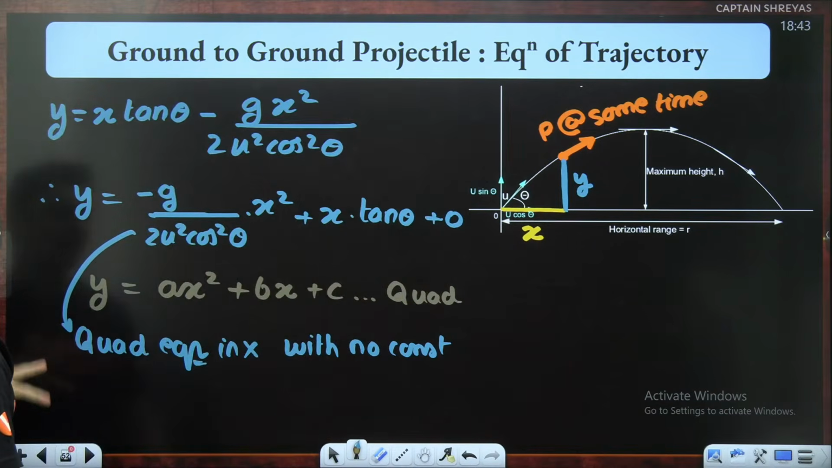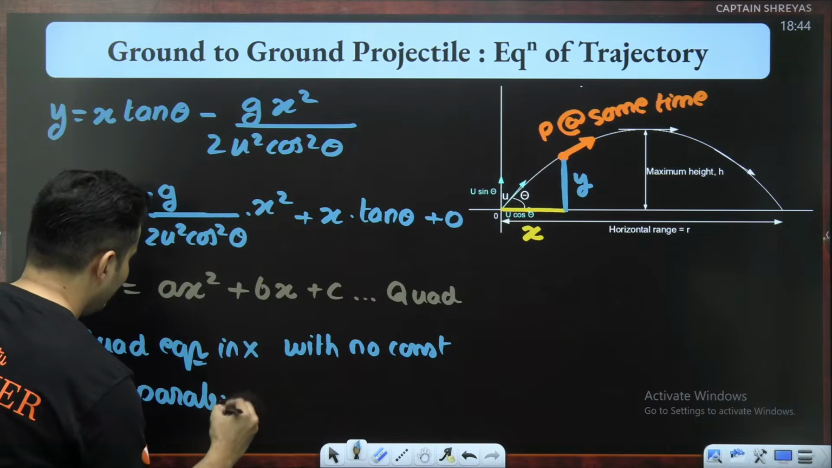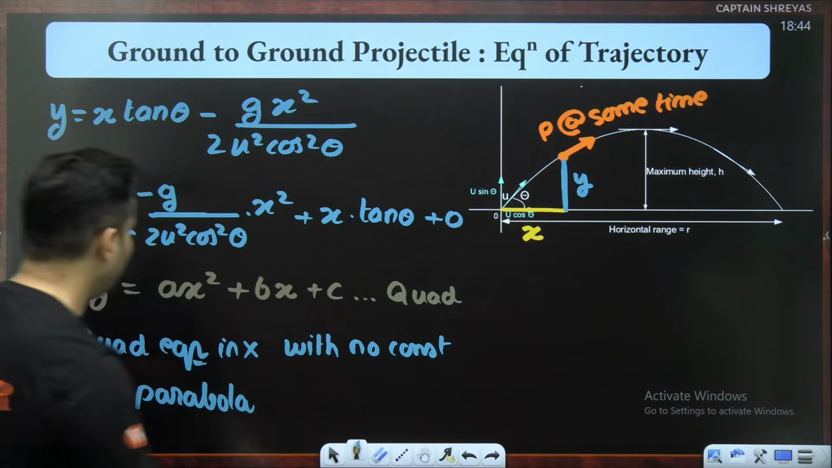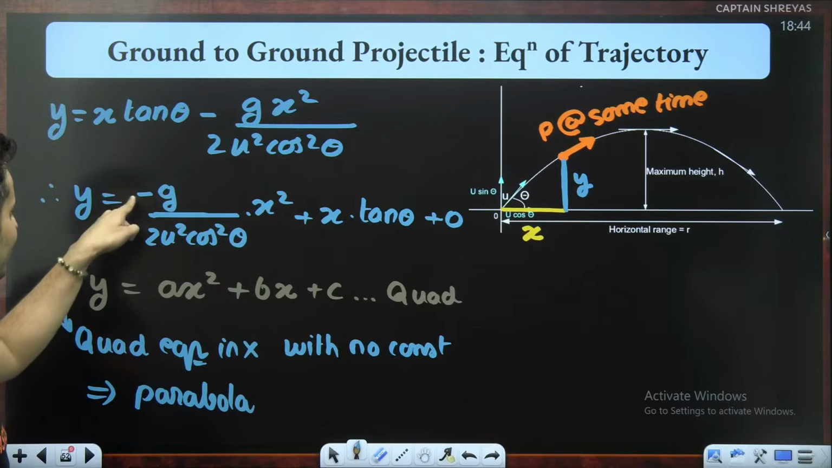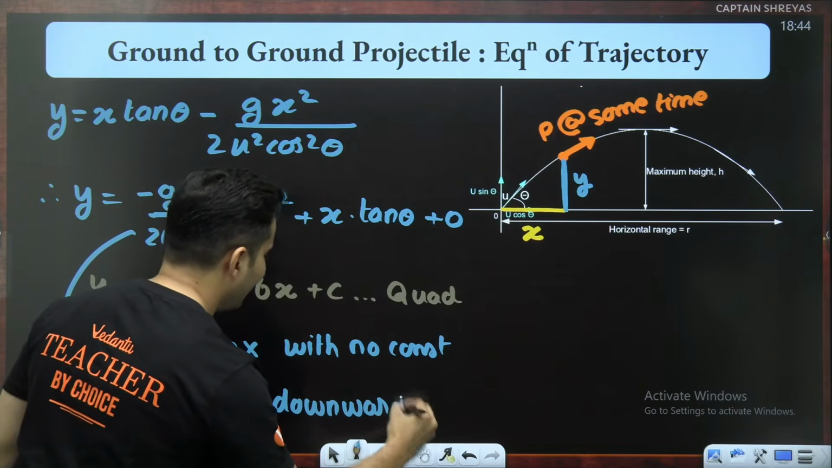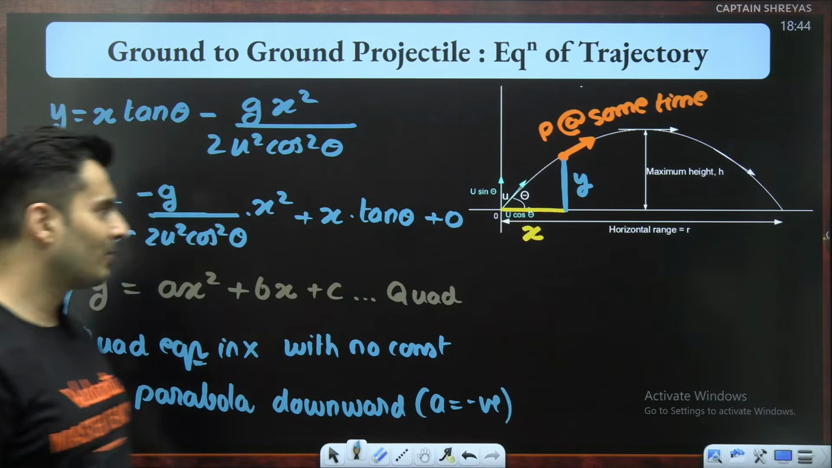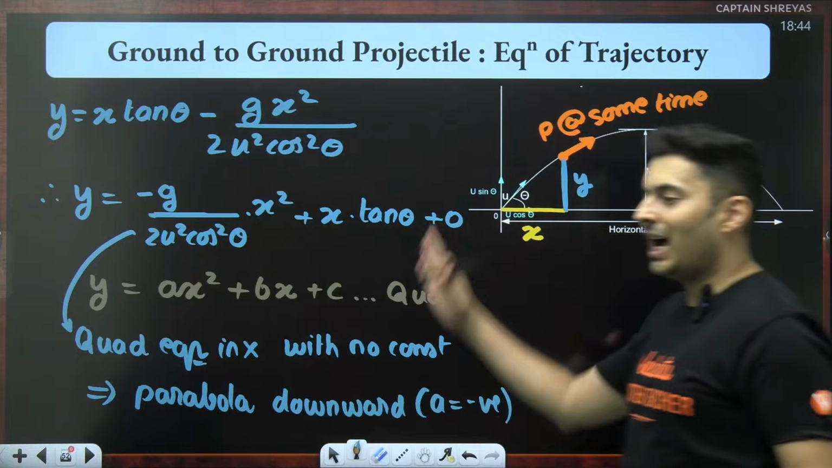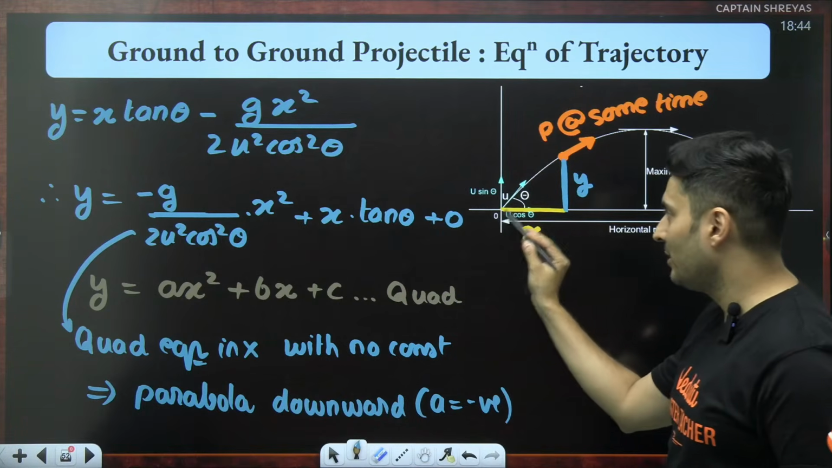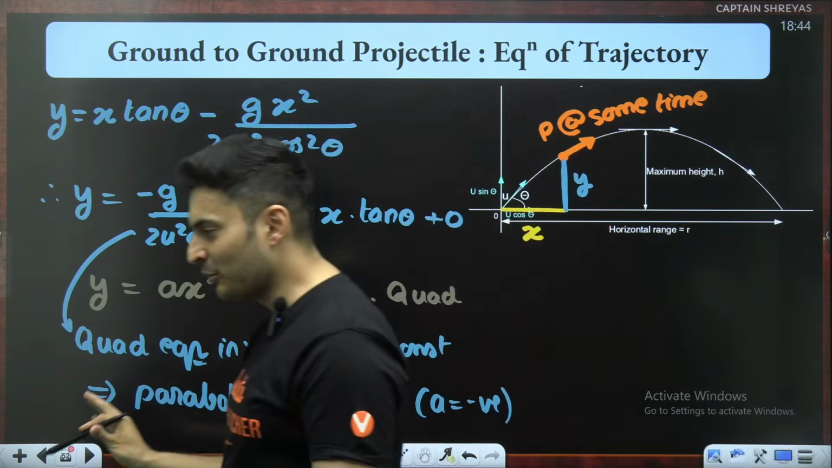Perfect. Second thing, the path has to be a parabola. And not just any parabola. Look at this shape. This is a parabola, definitely. Just look at the a value, the coefficient of the square term. It is negative, so it must be a downward parabola. Why is it downward? Because a is negative. Brilliant. So we just proved that the path taken by a projectile is a parabolic path with no constant term, provided you start from the origin, and it is a downward parabola. Amazing. This is the proof for it, right?